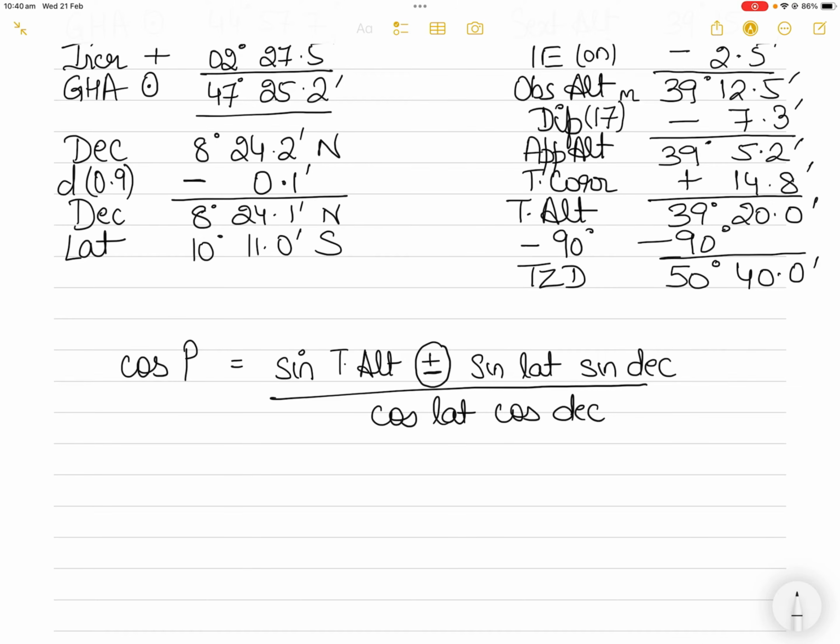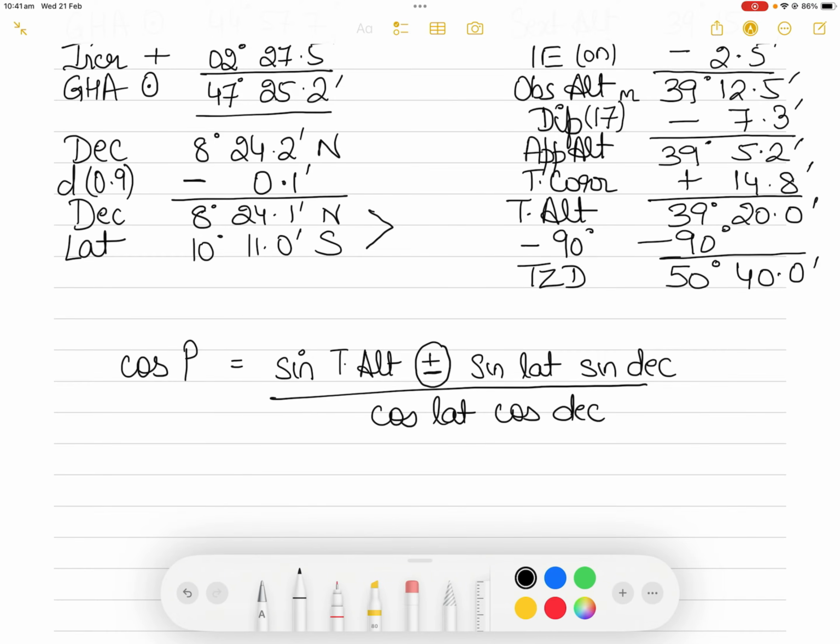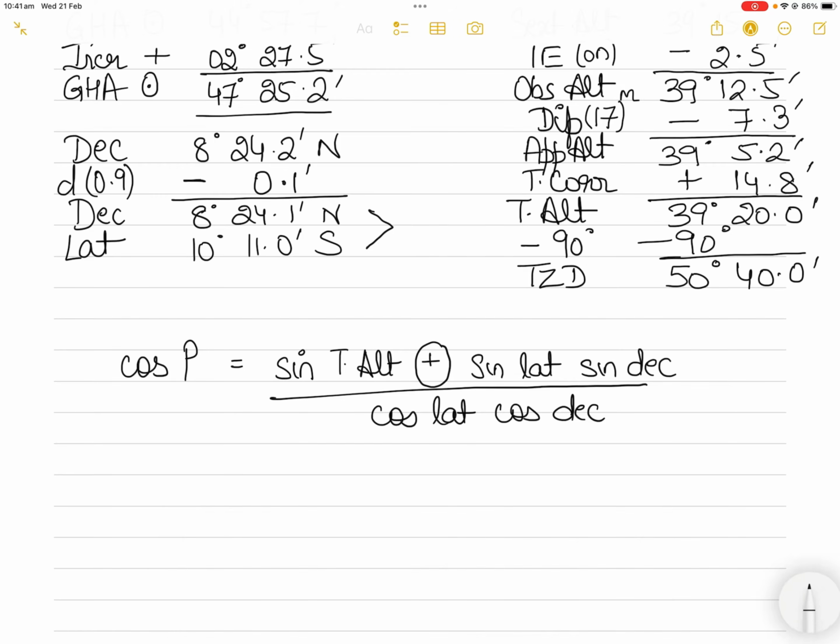All right. Now, what is this plus or minus? If the latitude and declination are the same names, it will be minus. If they are opposite names, it will be plus. So, look at latitude and declination here, they are opposite names. They are not the same. They are not both north or both south. So, it will be contrary names, it will be in addition. So, I will get rid of this subtraction sign.